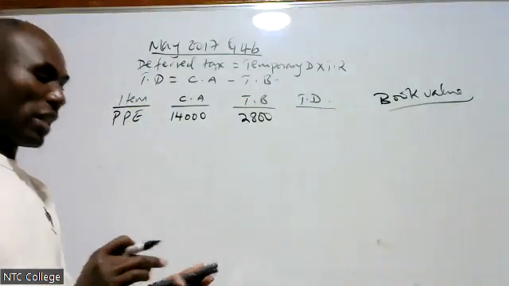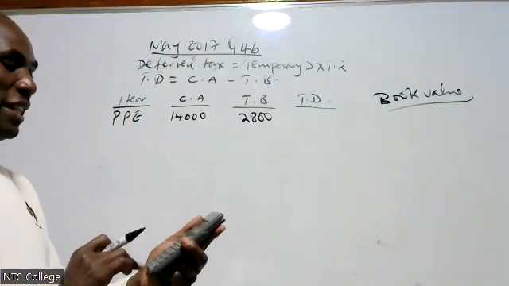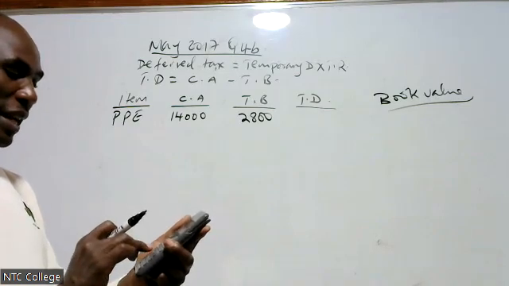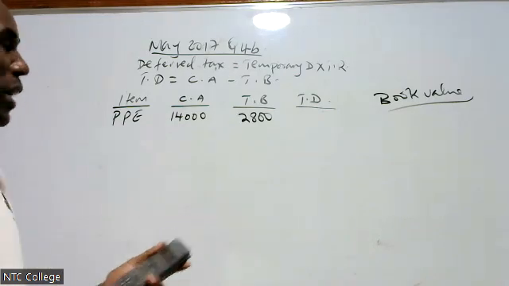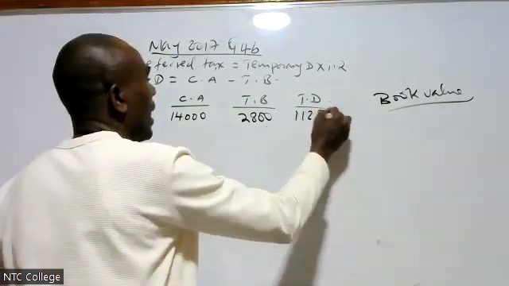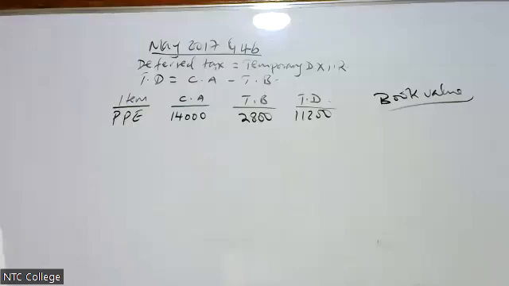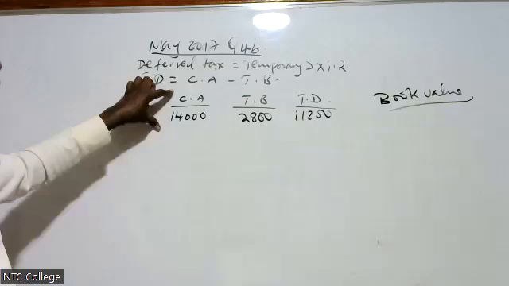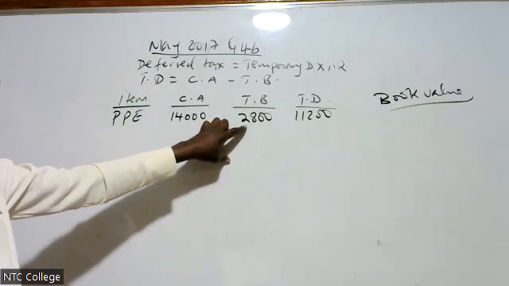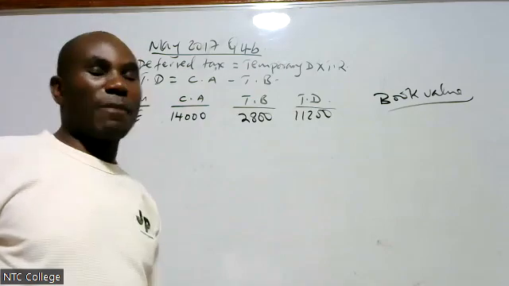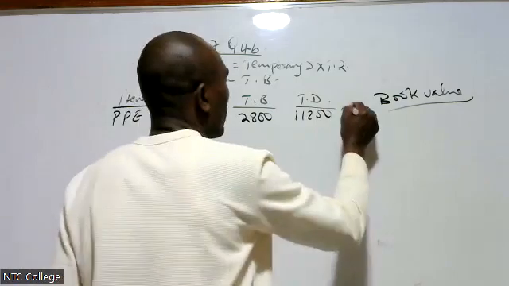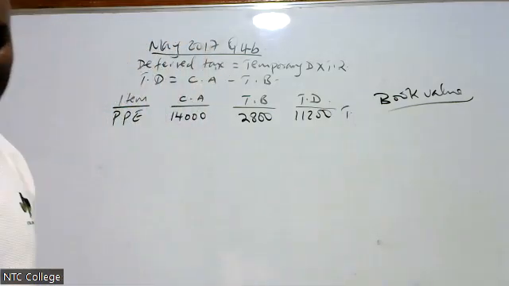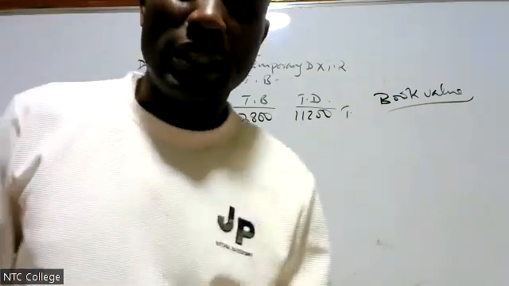The difference that we call the temporal difference is 14,000 minus 2,800, which is 11,200. The difference is 11,200. Therefore, my question is, carrying amount is 14, tax base is 2.8. Now, this temporal difference, is it taxable or deductible? Of course, this is taxable. That is taxable temporal difference.